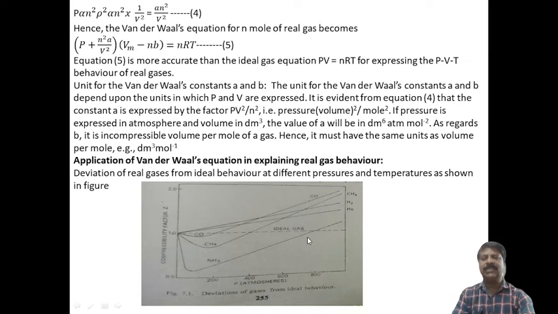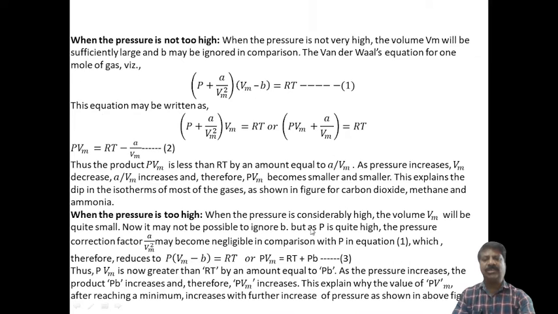If it is lesser, at low pressure it becomes a negative value. Negative means PVm will be lesser than that of PV equal to nRT, whereas at high pressure PVm is greater than RT, and therefore it gives a positive deviation in the graph.